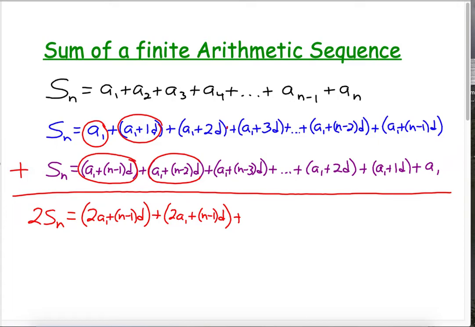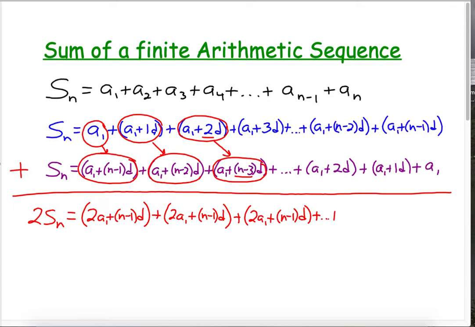Alright, let's do the next two. So let's do this one. It's going to match up with this one. Those matched up. So they're all going to match up. So when I add these, I'm going to get, lo and behold, 2a sub 1 again. And then how many d's am I going to have? Well, I have 2 plus n minus 3. Well, that gives you n minus 1 again, times d.